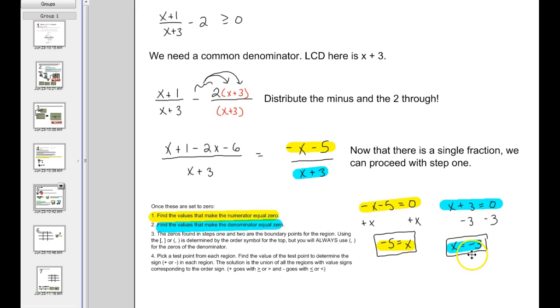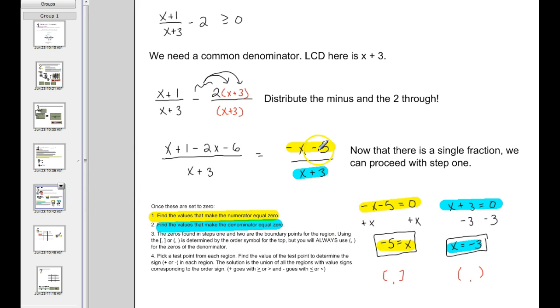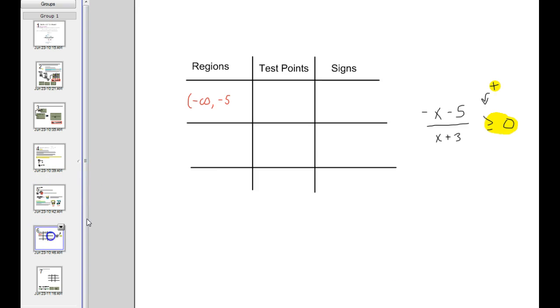Okay, now this is the denominator, so this is always going to get the parentheses. This is the numerator, okay? And the original inequality had an equal to, so that means we'll use a bracket on negative 5. Brackets here, parentheses here. Now this is the smaller of the two. So when we go to the table, my first region will start at negative infinity, comma, it'll go to negative 5, because negative 5 was the smaller of the two zeros, okay? Negative 5 made the top 0, so we use a bracket on it because of this order symbol. Okay, so a bracket. Alright, and then the next region will go from negative 5, the smaller zero, to negative 3, the next bigger zero.